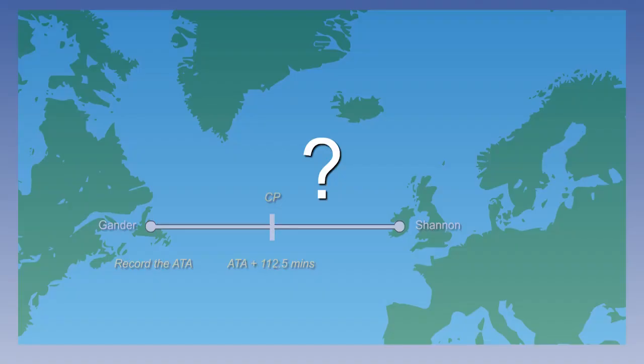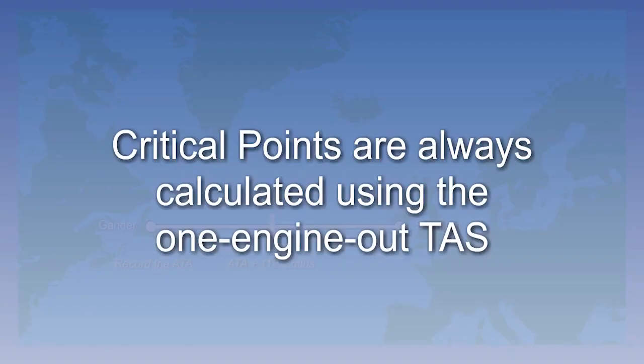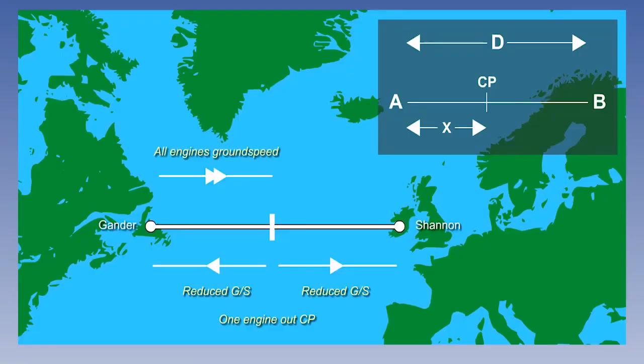We do not want to complicate this decision by having different critical points for different situations with different ETAs. Because the difference between the 2 points is usually quite small, we always take the one engine out situation. This covers the worst case, so this is the calculation we use. The all engines time to the critical point is usually very similar whether we take the all engines or the one engine out point.